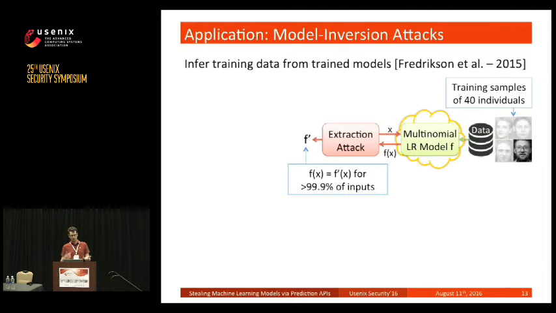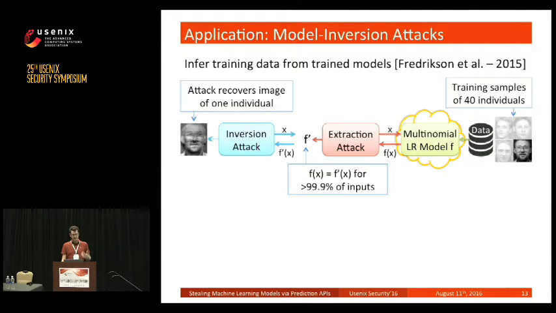So let me now talk a bit more about one application of model inversion attacks that we looked at, in the context of the model inversion attacks proposed by Fredrikson and his co-authors at CCS last year. The setting we consider here is as follows. You have a facial recognition model that is trained over this AT&T faces data set. So you have images of 40 different individuals in a training set, and then you're going to train a logistic model over this, and we'll first extract this model using the techniques I've talked about previously.